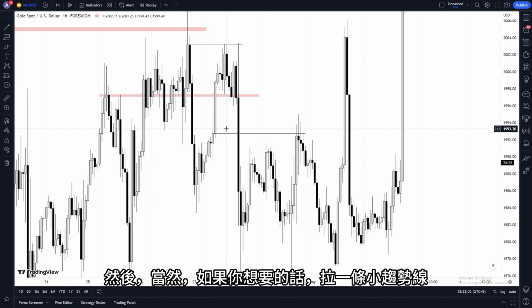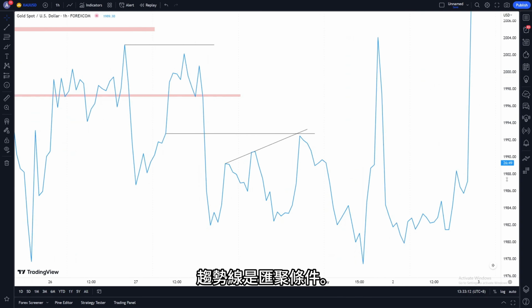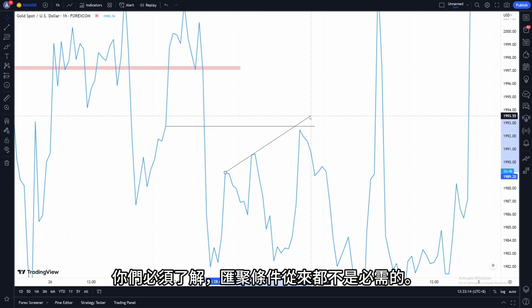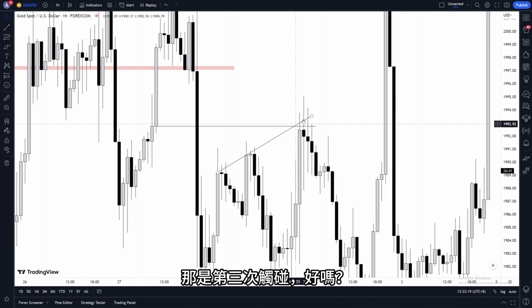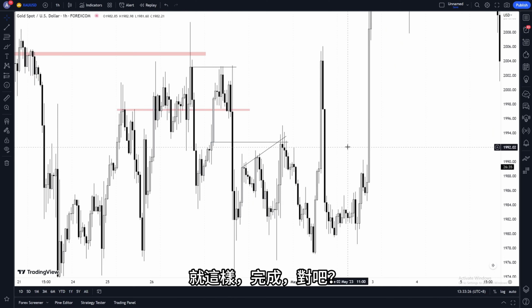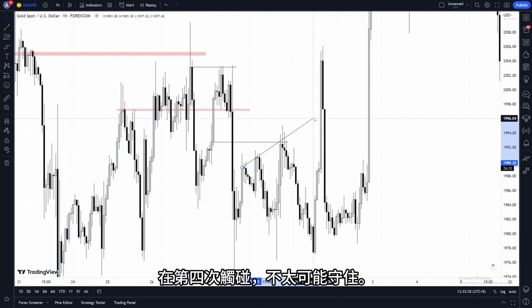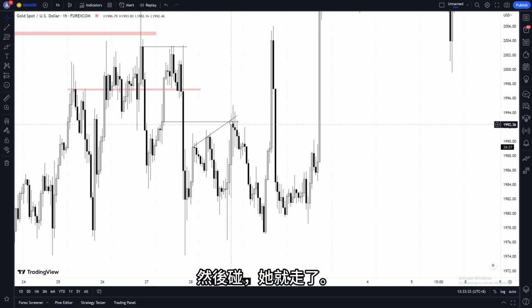Okay, and then of course, pull yourself a little trend line if you want. You don't have to. Trend lines are not required. Trend lines are confluence, and confluences are never required. This is the first touch, this is the second touch, and that's the third touch. Don't get too technical with the trend line. Just know 1 touch, 2 touch, 3 touch. That's it, done. On the 4th touch, less likely to hold. That's all you need to know. And boom, she goes.